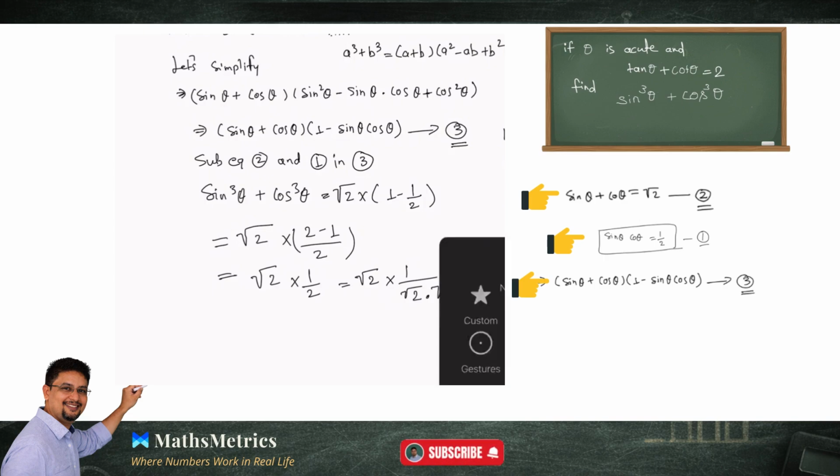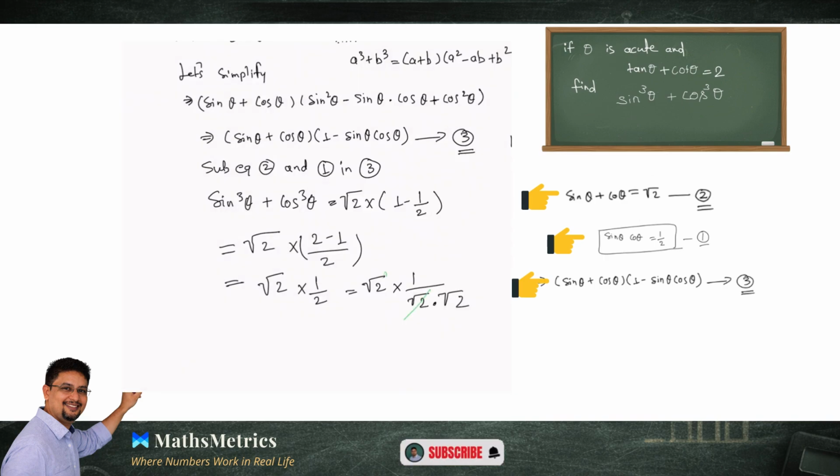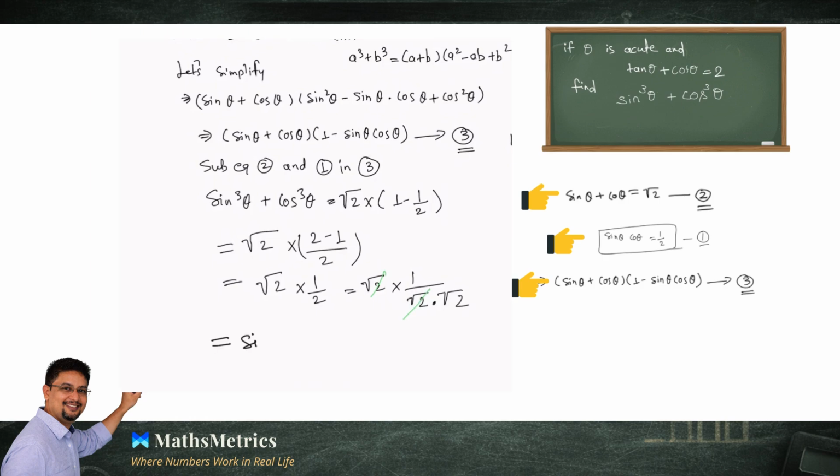Root 2 gets cancelled. So sin³ θ plus cos³ θ equal to 1 by root 2. This is our final answer.